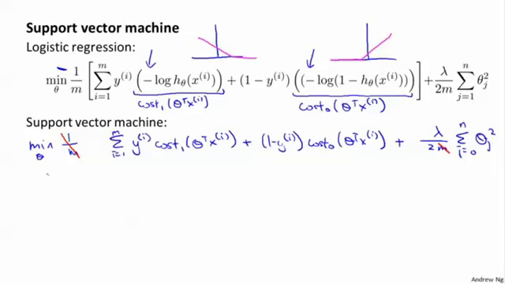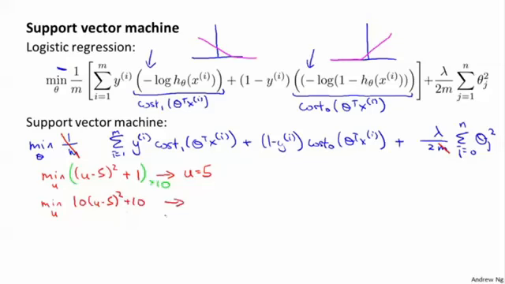Here's what I mean. To give you a concrete example, suppose I had a minimization problem: minimize over u of (u minus 5) squared plus 1. Well, the minimum of this happens to be u equals 5. Now, if I were to take this objective function and multiply it by 10, so my minimization problem is min over u of 10 times (u minus 5) squared plus 10, the value of u that minimizes this is still u equals 5, right?